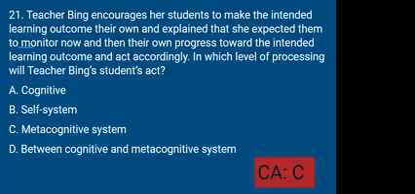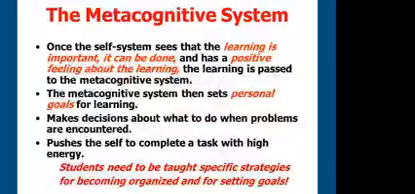Because if we are talking about the metacognitive system, it means that once the self system sees that the learning is important, it can be done, and has a positive learning feeling about the learning, the learning is passed to the metacognitive system. So the metacognitive system sets personal goals for learning. Okay? So yeah, personal goals for learning.